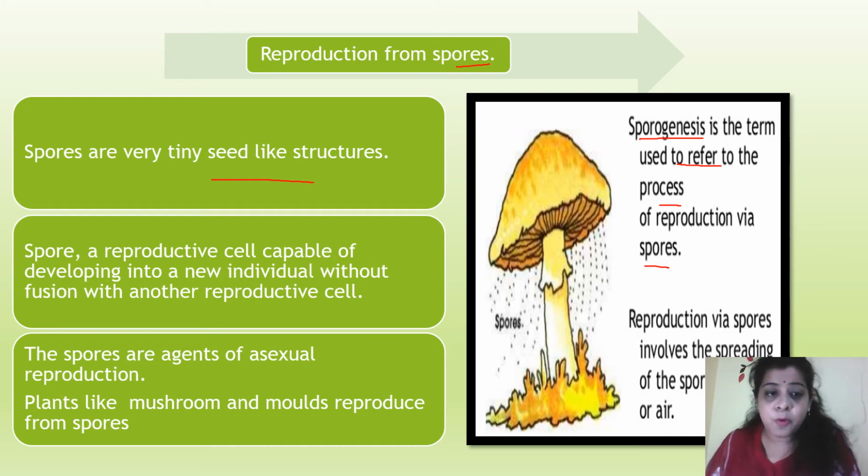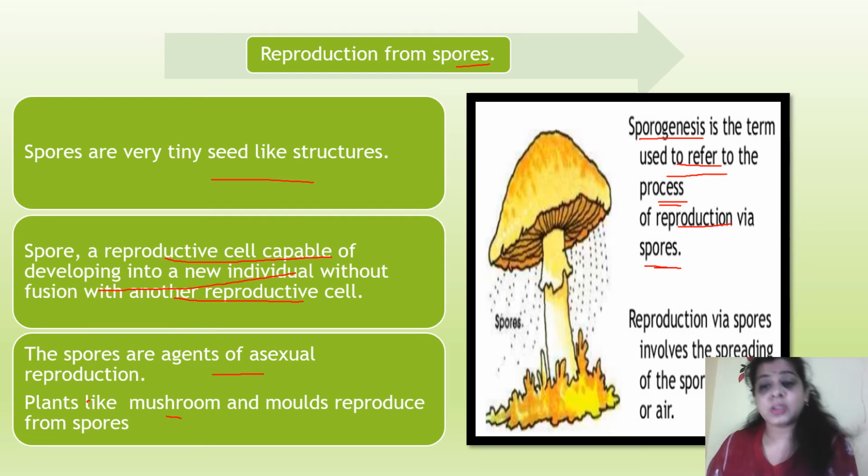Spores are reproductive cells capable of developing into a new individual without fusion of another reproductive cell. They are carriers of asexual reproduction, because there is no fusion of male and female gametes. That is why sporogenesis is referred to as asexual reproduction. जब spores से reproduction होता है, that is called sporogenesis. The spores are agents of asexual reproduction.